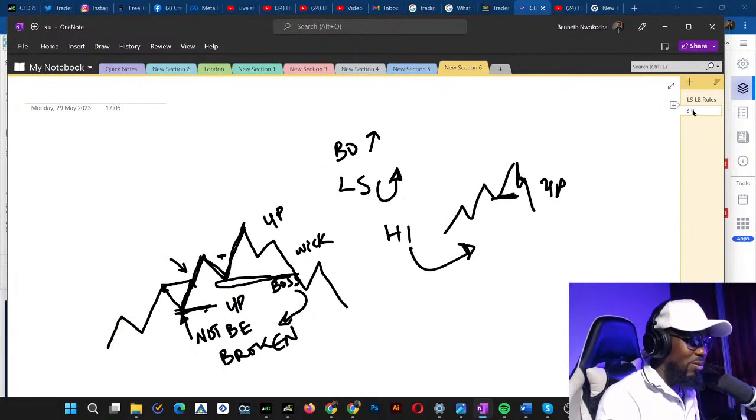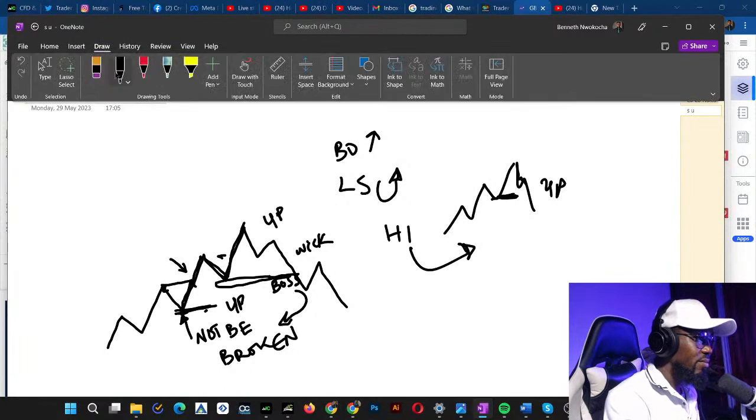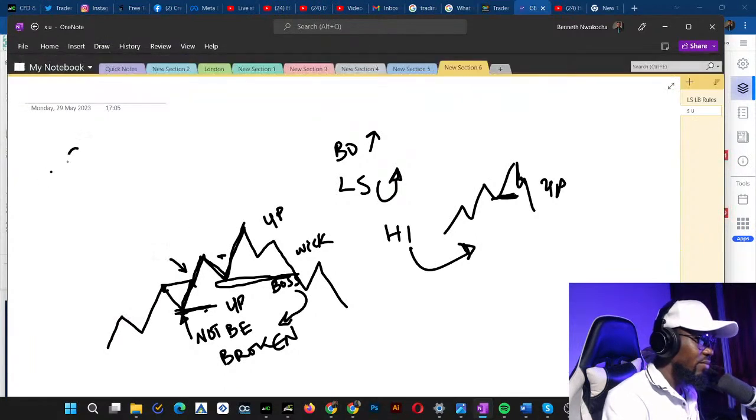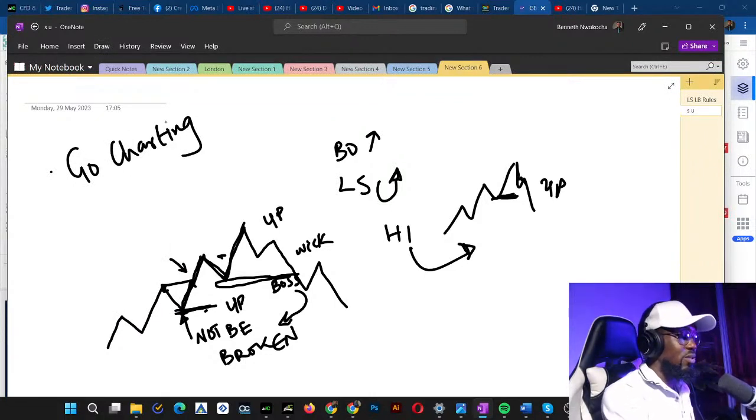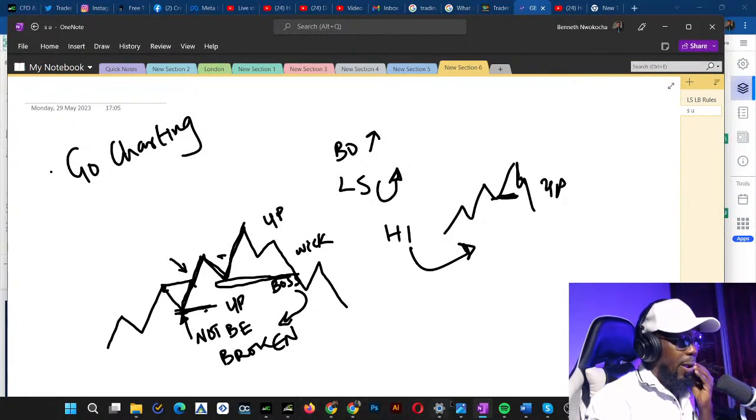Yeah, the name of that app is Go Chatting. Search for it. You can backtest with it for free.